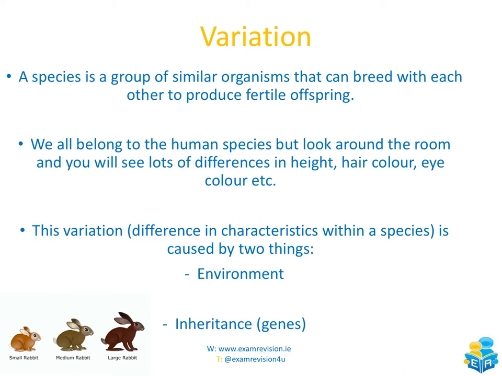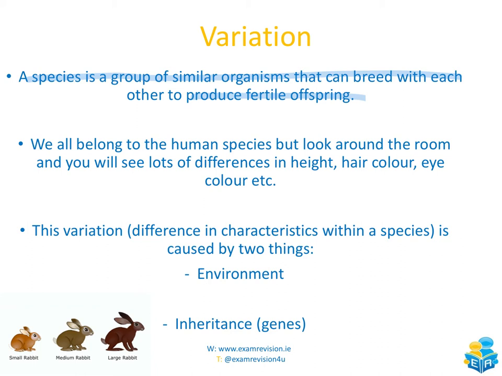Now, before we get into all of that, we're going to have a look at a little bit of background information around variation. When we talk about the idea of a species, you might have heard of that before. A species is a group of similar organisms that can breed with each other to produce fertile offspring. That's really important there, that it has to be fertile offspring. If you think of specific examples, maybe of a dog, they're similar species, they can breed with each other to produce fertile offspring. But if you look at maybe a donkey and a horse, they're different species. If they were to breed, they can produce offspring, but the offspring are not going to be fertile. Okay, they're different species.